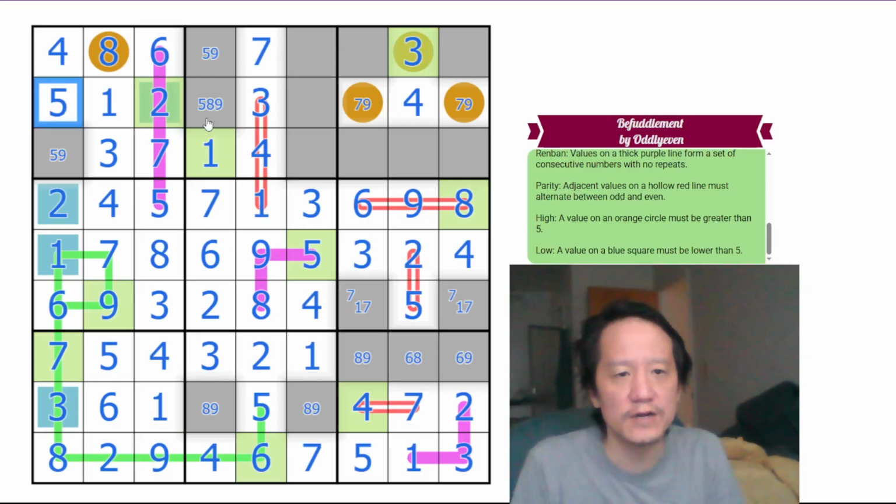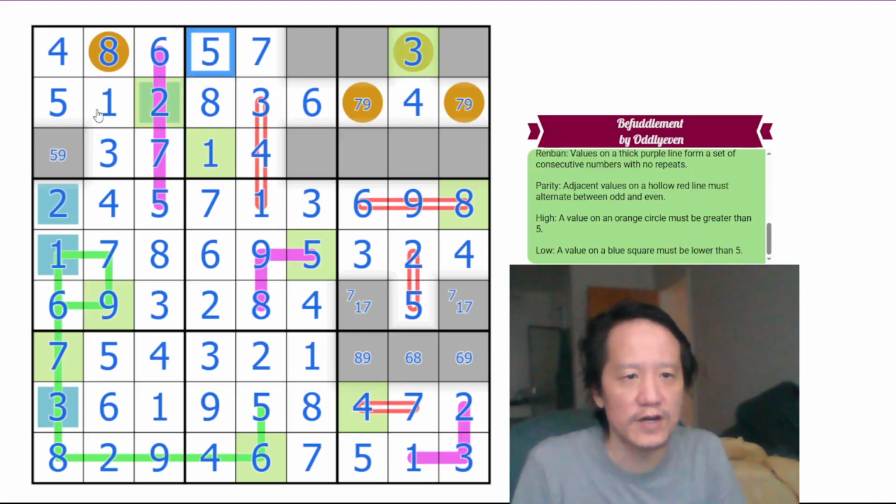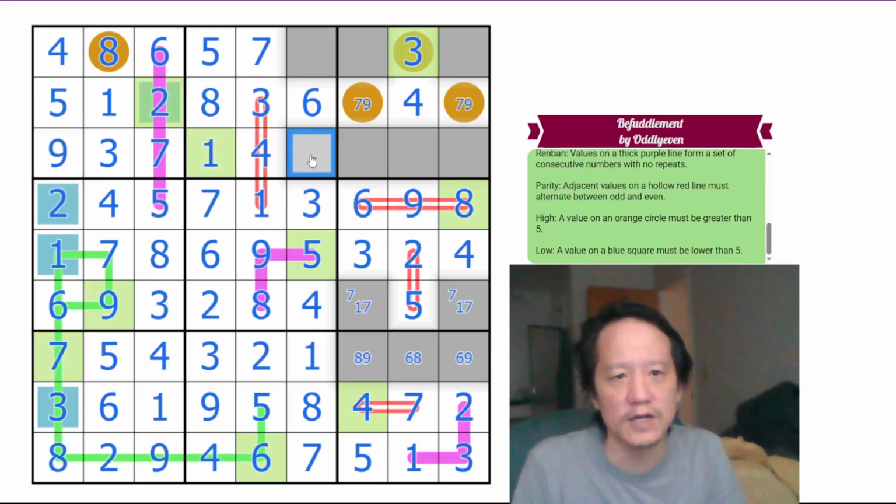This is 5. This can't be 5 or 9, so it's 8, which makes this 6. This 8 eliminates 8 here, so it's 9 and 8. 9 eliminates 9 here, so it's 5. This 5 eliminates 5 here, so it's 9.